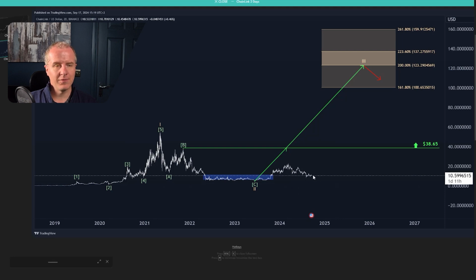We take a look at the shorter time frame in a minute, but you can see that from here a third wave could start. Actually, the third wave should be in the making already. A break above that 38.65 level here would be a good indication that we're heading higher. That's an important resistance level on the larger time frame. So I would say now we take a look at the smaller time frame.